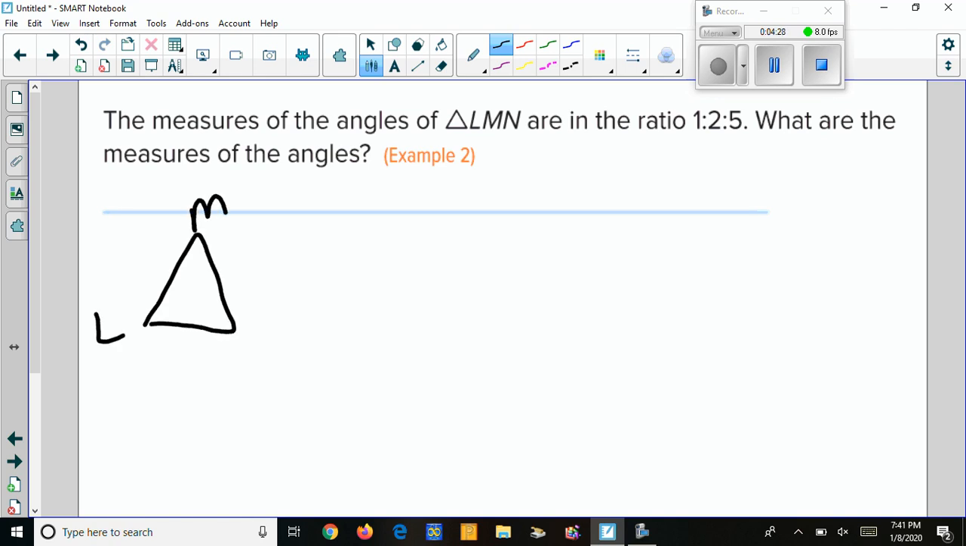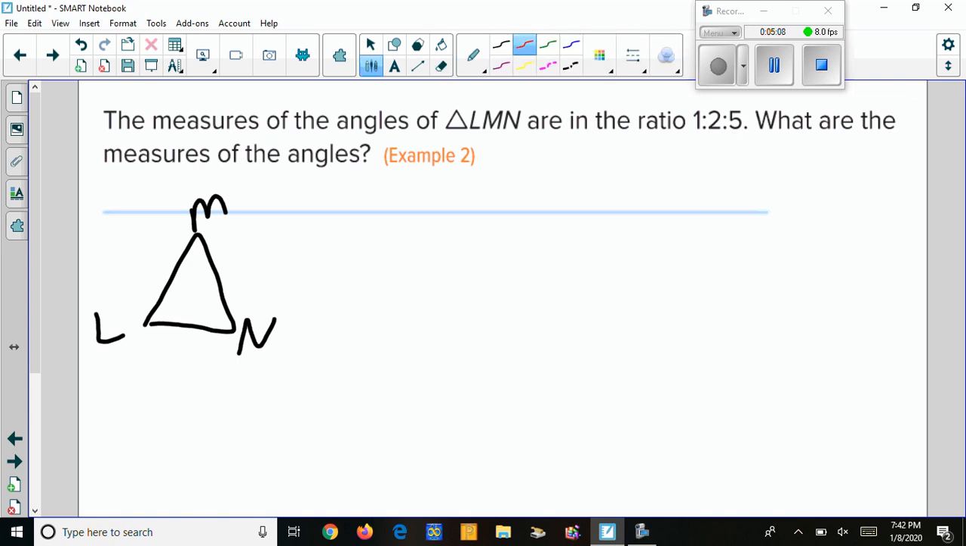L, M, and N. I do not know the angle measurements, but what I do know is how they are related. I know I have one angle. I have a second angle that is twice as big as the first one. That's the ratio 1 to 2. And then I have a third angle that's 5 times as big as the first one. That's what that 1 to 2 to 5 represents.